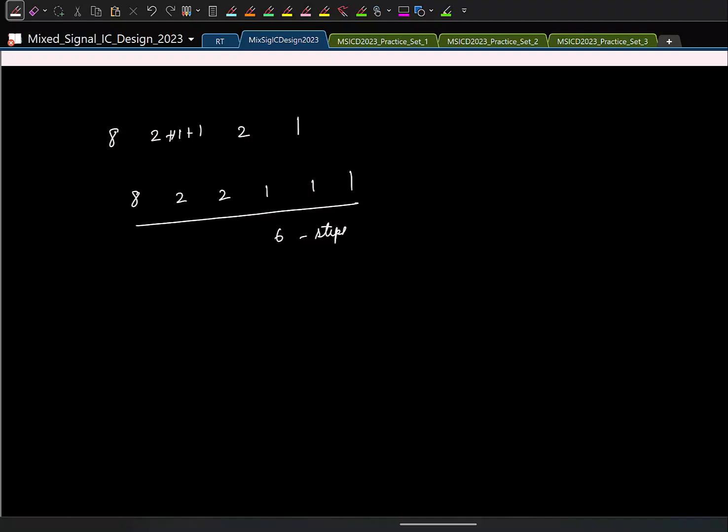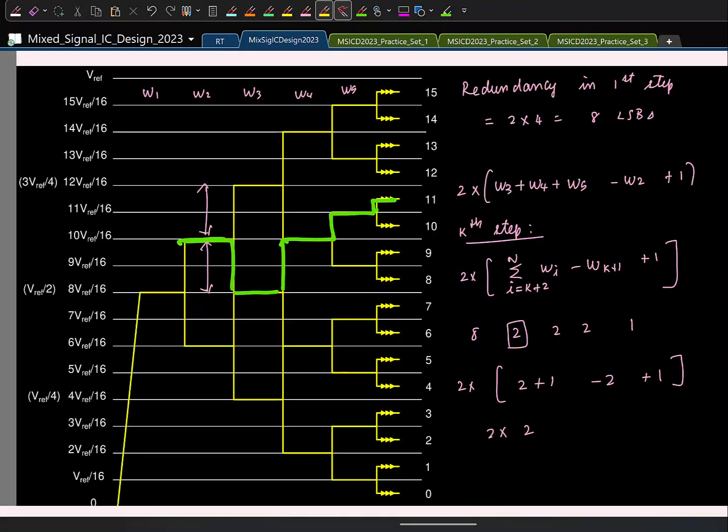I can also do other combinations. The 8 I can split as 6 plus 2, and then let's say it's 4, 2, 1. I can make it as 6, 4, 2, 2, 1. There is possibility. Or I can also take 8 as 6 plus 1 plus 1. Let us say 6 and 4 I write. I add this 1 with 2, I make it 3, and then 1 and 1. So you can have any possibilities, and you have to choose it based on how much redundancy you have in each step.